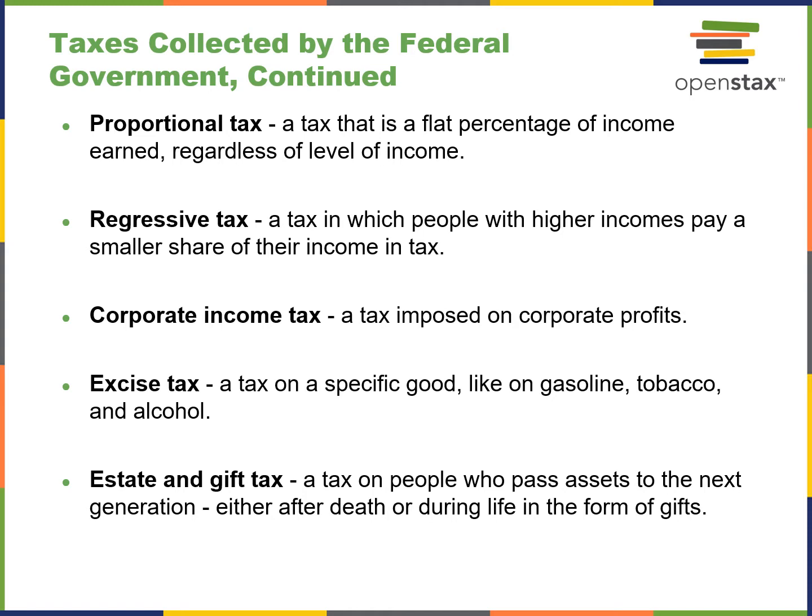Estate and gift tax weighs tax on people who pass assets on to the next generation, either after death or during life in the form of gifts. A lot of people have different outlooks on that, but the people that get harmed the most by this are those who have generational businesses or generational farms in particular, just simply because of the value of things. Like I said, I'm not a big fan of the estate and gift tax, but it's there. It's $5 million presently.